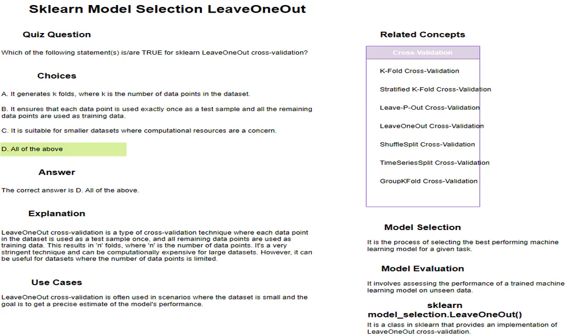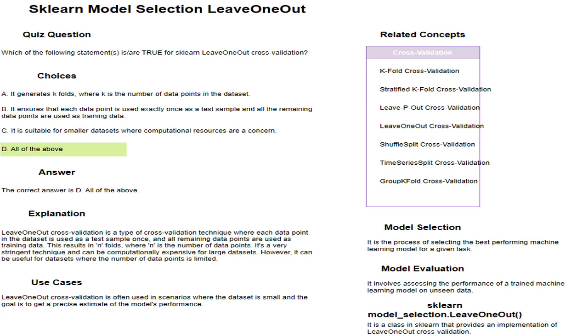Hyperparameter tuning: stratified k-fold cross-validation can be used to find the best values for the hyperparameters of a machine learning model with an imbalanced target variable. Performance estimation: stratified k-fold cross-validation can be used to estimate the generalization performance of a machine learning model with an imbalanced target variable.